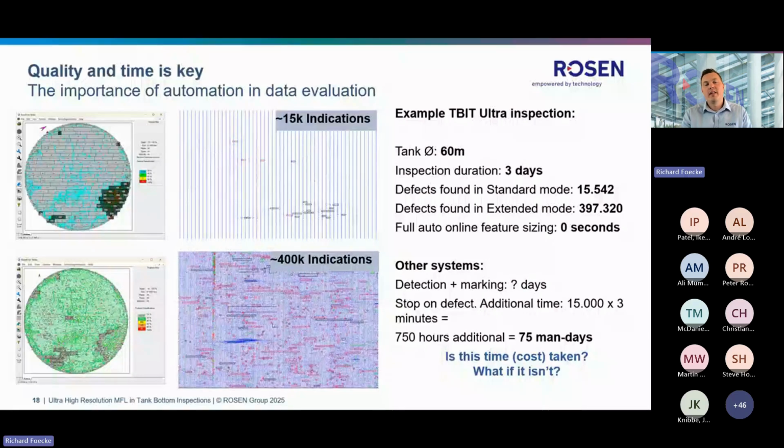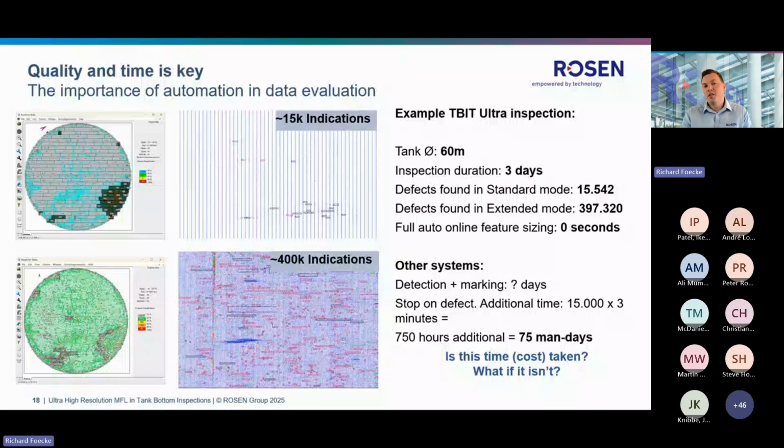So the tank that we've seen before was actually a 60-meter diameter tank. The inspection data gathering was done in 3 days, independent of which tool was used at the time. And the defects found in the standard mode were about 15,000, whereas in the extended or ultra mode were 400,000. Actually, the data evaluation time was 0 seconds because data is evaluated on the fly. You immediately, while driving over the defect, get length, width, and depth information, and also if a defect is on the top side or on the bottom side.